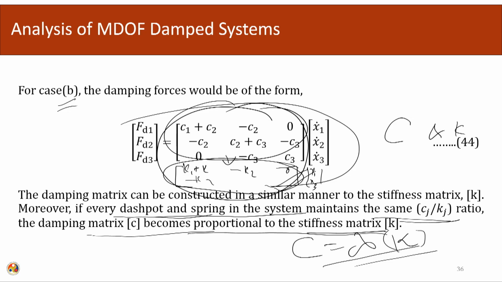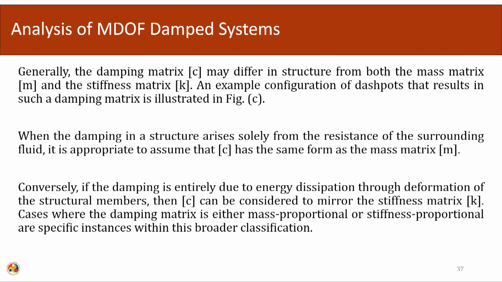Okay. So, we have two things now. The damping matrix can be a mass proportional matrix or it can be a stiffness proportional matrix. Generally, the damping matrix C may differ in structure from both the mass matrix and the stiffness matrix. An example configuration of the dashboard that results in such a damping matrix is illustrated in figure C.